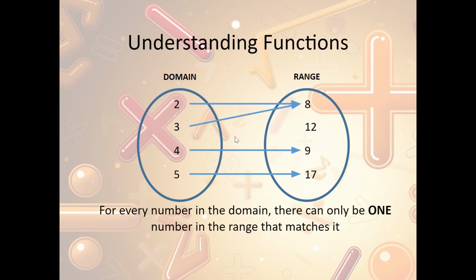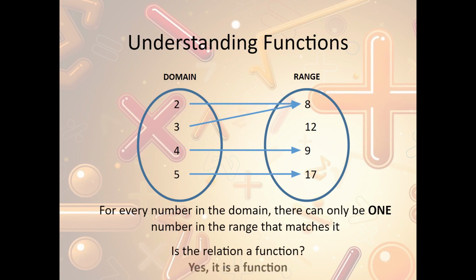Okay, let's look at another example. So this one says for every number in the domain there can only be one number in the range. And is this one a function? Well, we have 2, 3, 4, and 5, and 2 is mapped to 8, and 3 is mapped to 8. So there's 2 numbers going to 8. The question is, is that okay?